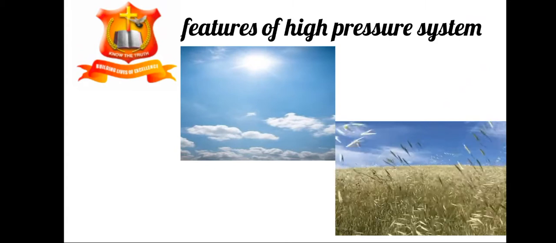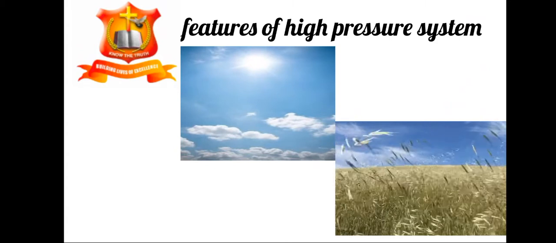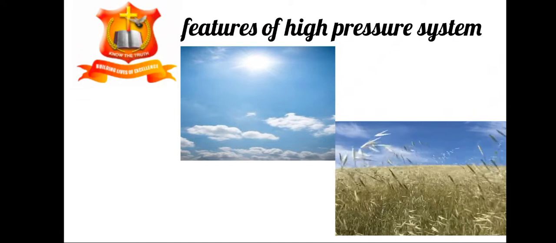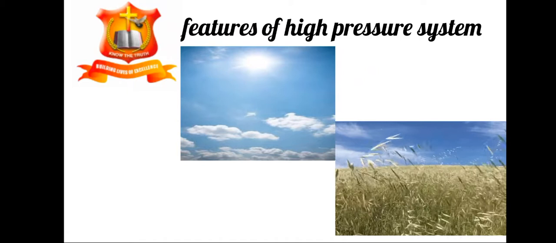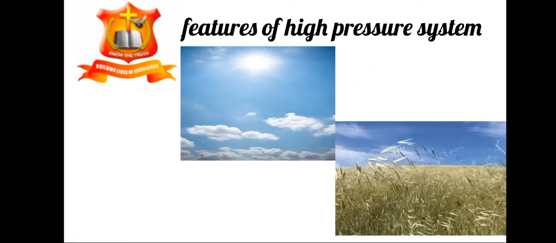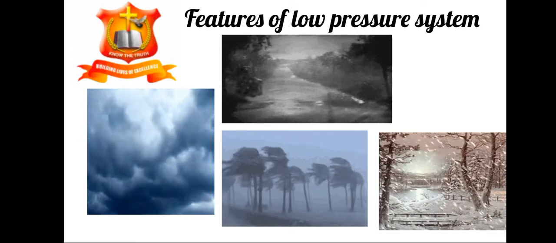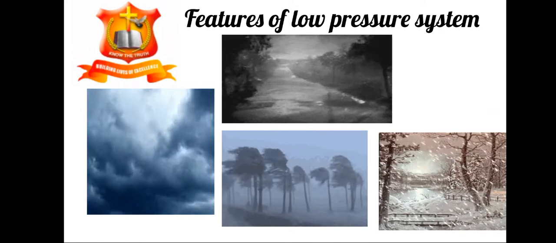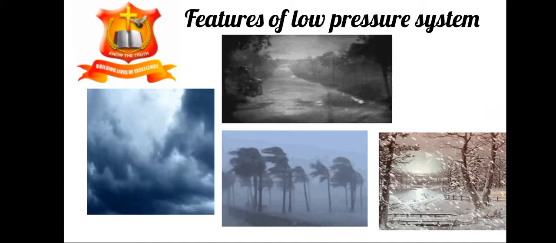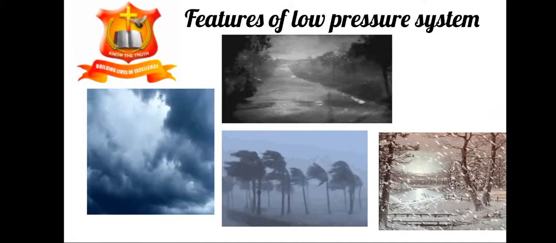So the features of a high pressure system are good weather, bright sunshine, clear sky and light breeze. And the features of a low pressure system are bad weather, cloudy skies, rain or snowfall, and strong winds.